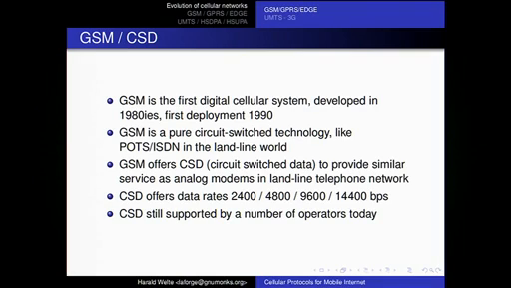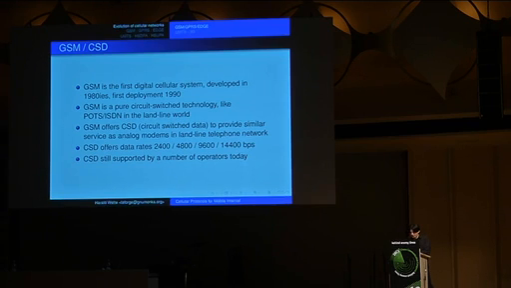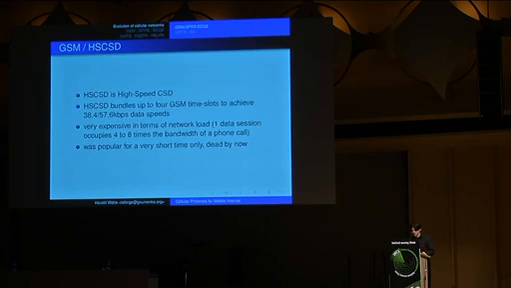Okay, now CSD is still supported by some operators today, but I'm not really going to cover it for the remainder of this talk. This is just where all this is coming from. It's circuit switched, not packet switched. That's the important thing to notice. Then there was HSCSD. I'm not sure how many people remember that. It's channel bundling CSD. Imagine CSD is like you have an analog phone line and 2 modems on the ends, and you communicate. Now you have 2 or 3 or 4 of these phone lines, and you get the aggregate bandwidth of them.